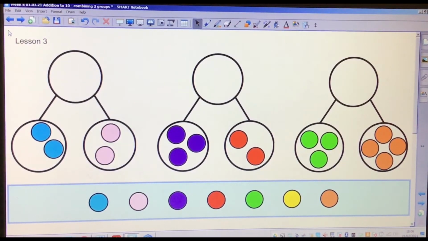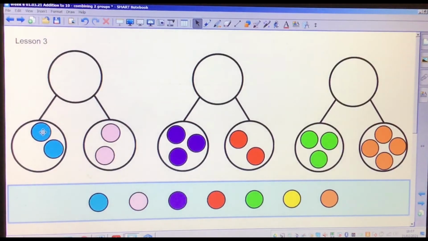So how many blue dots are there in my first part? It's 1, 2. And how many pink dots are there in my second part? 1, 2. So we're working out 2 add 2. I wonder how many that is altogether. How can I work it out? Oh yes, let's count them. So I've got 1, 2, so it's 2 in my head for the blue dots, counting on, 3, 4, 4 all together.